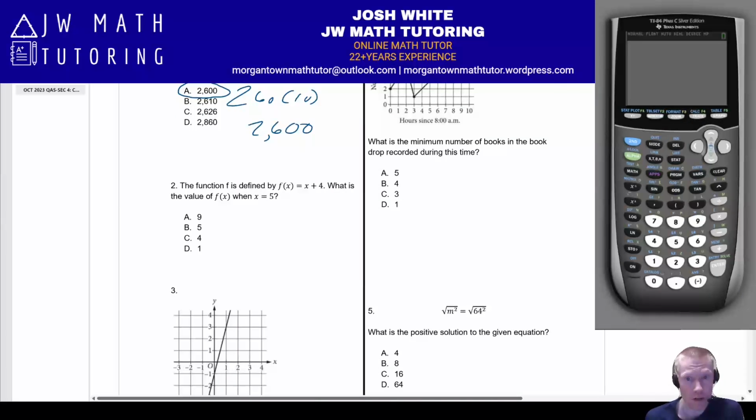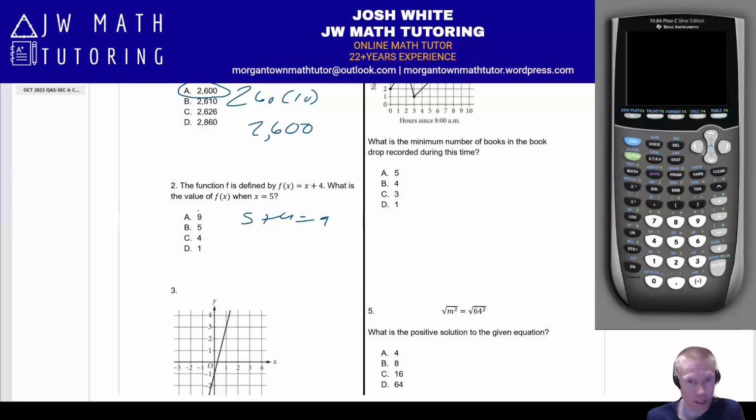All right, next question, you're given another function, but here, technically, it's actually the same problem. It's just worded differently. They just want to know, okay, when x is 5, what's the value of the function? Well, 5 plus 4 is just 9. So correct answer is, again, letter A, and you can just go ahead and move on.